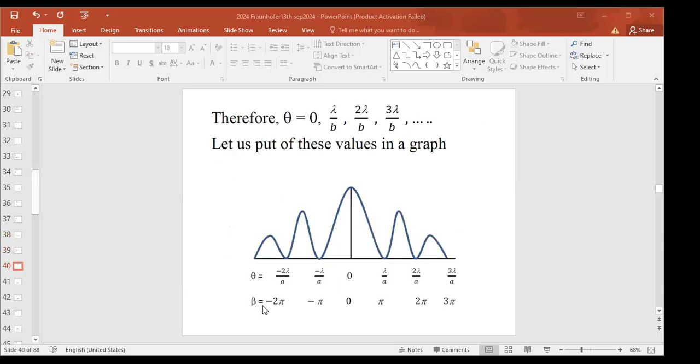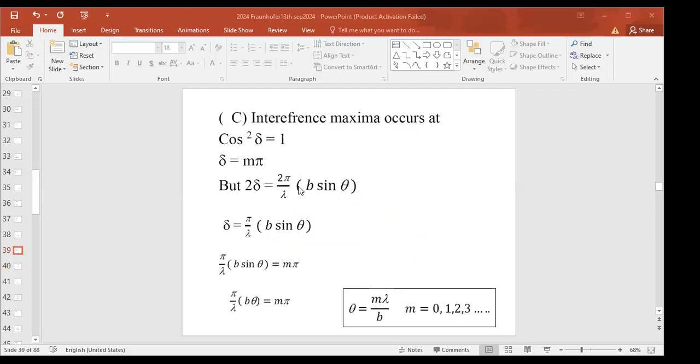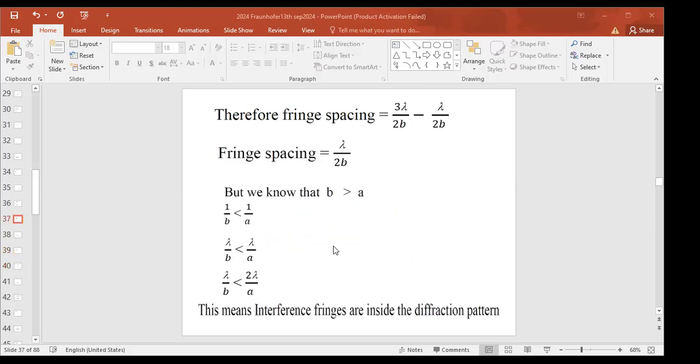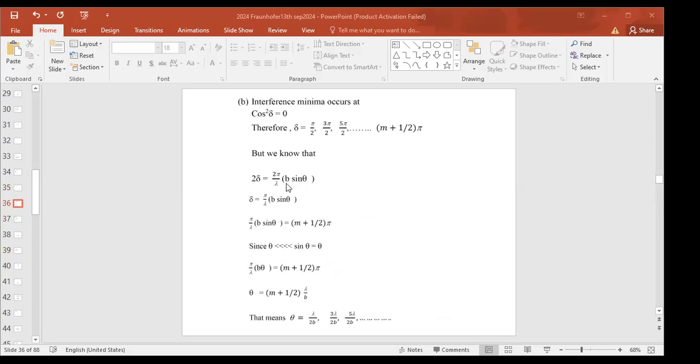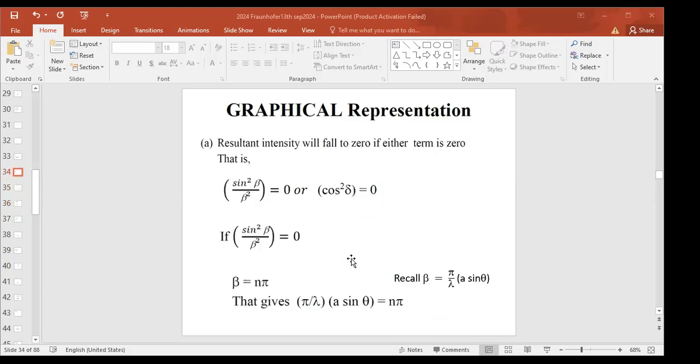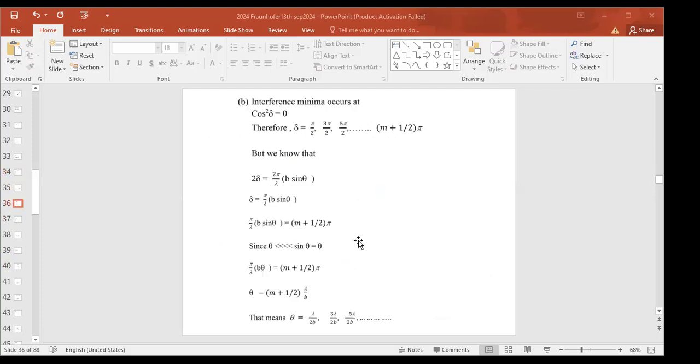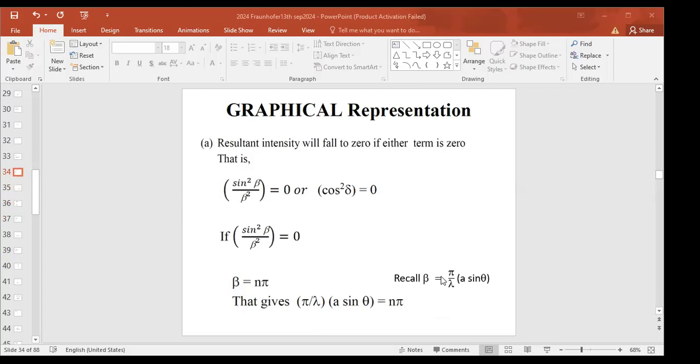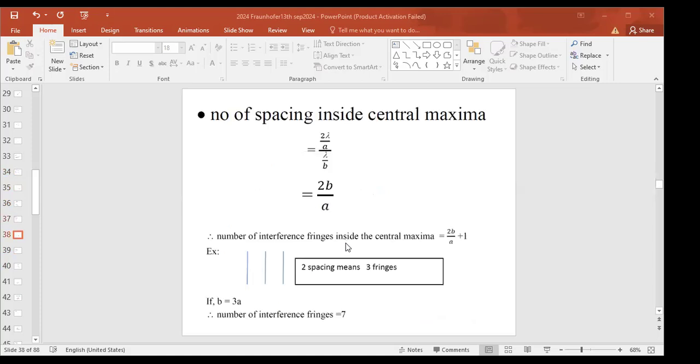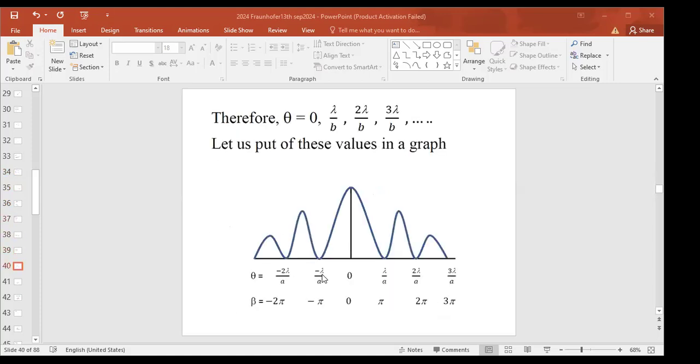Okay, and then according to that, we have the beta values. By using these equations, you can calculate the beta values from the previous equation, right? Here, beta, this equation, right? Put these theta values here, then you can calculate the beta value. So you can put all these theta values like this, and the corresponding beta values will be like this. The pattern will be like this. So this is the interference pattern.